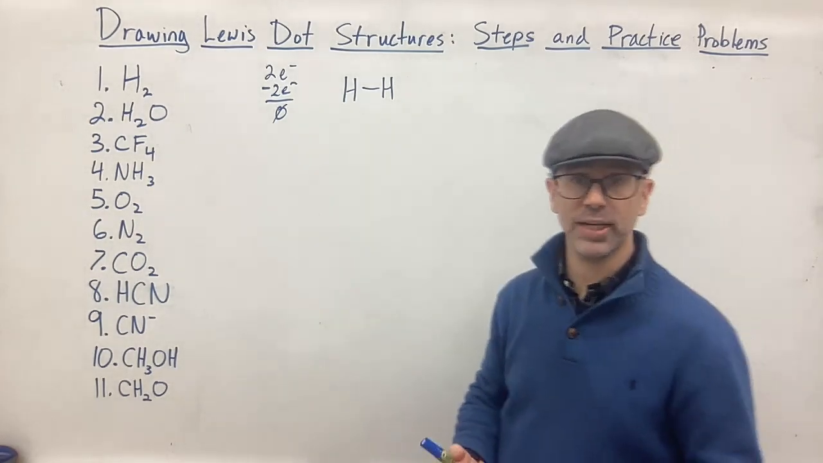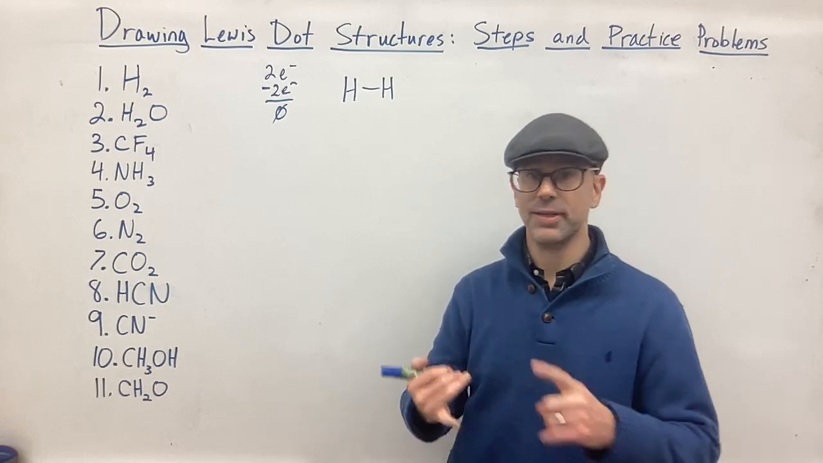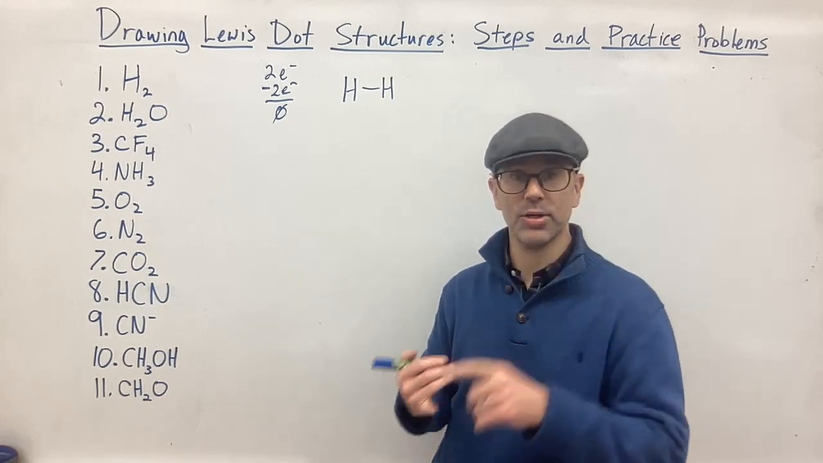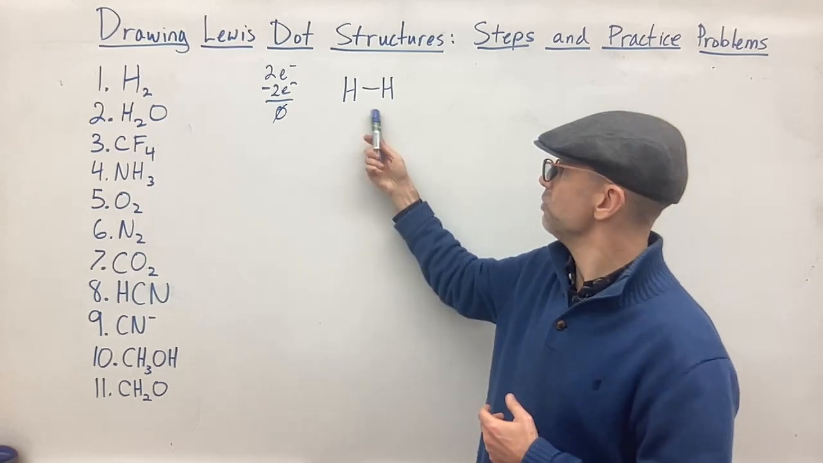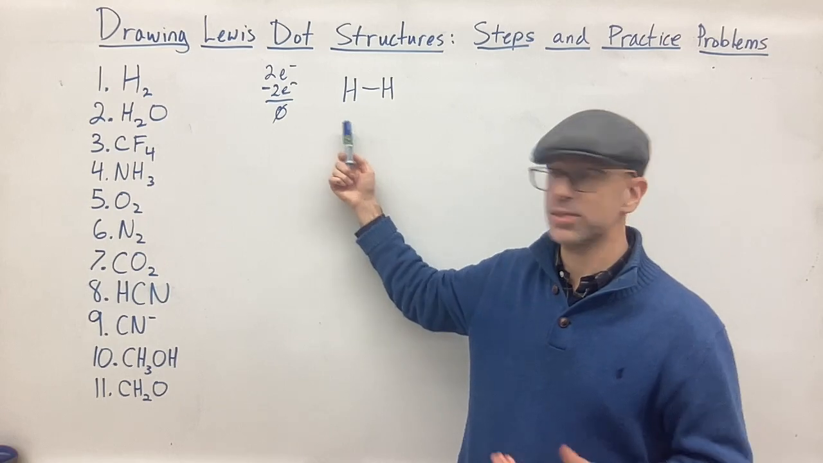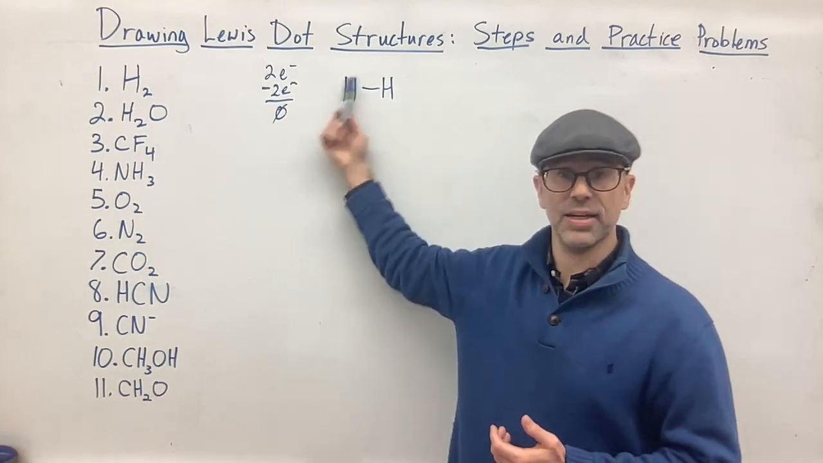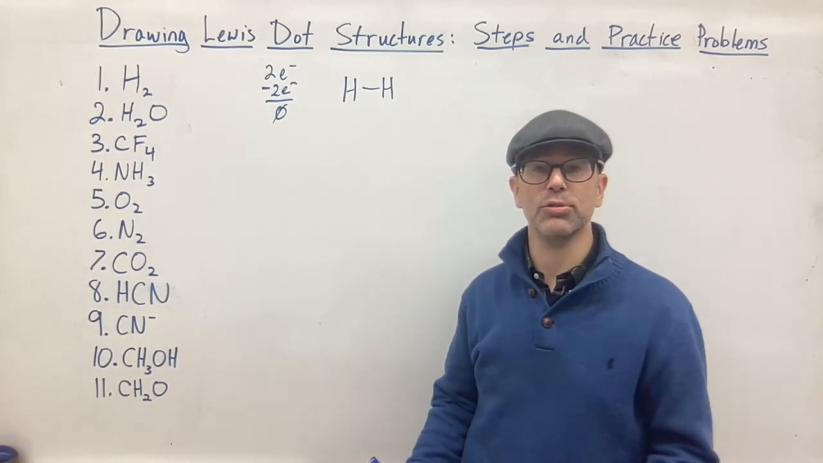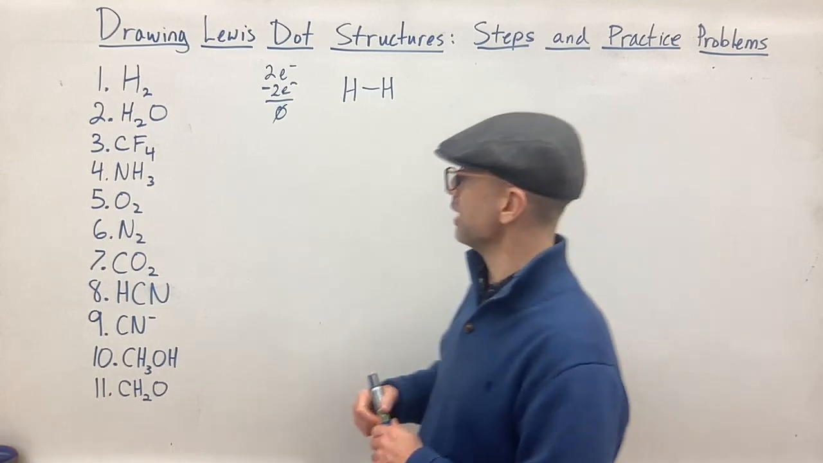Since I have no more electrons, I can skip step 3 and step 4, and step 5 would be to check to make sure everyone's happy. Since hydrogen is happy with only 2 electrons or 1 bond, both of these are happy. So this would be my Lewis dot structure for H2. It's that simple. Let's go ahead and do water.